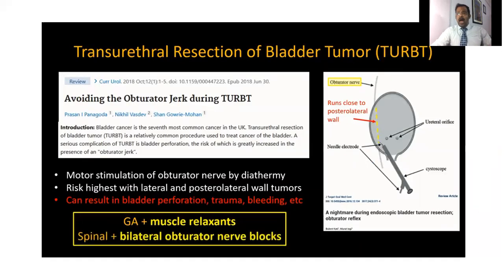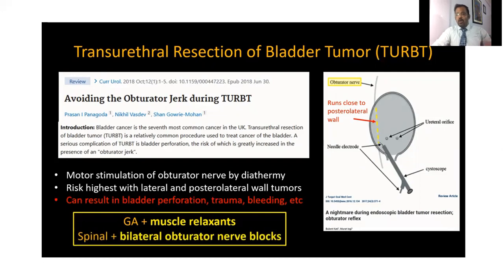In our practice, the only indication where I use the obturator nerve block is in TURBT, where the tumor is present in the posterolateral wall of the bladder, and as the surgeon is close to the posterolateral wall, it causes direct stimulation of the obturator nerve, leading to adductor muscle spasm, which can cause bladder perforation and trauma. Earlier we used to give general anesthesia plus muscle relaxant in those surgeries, because you can have adductor muscle spasm if you are doing surgery only under spinal.